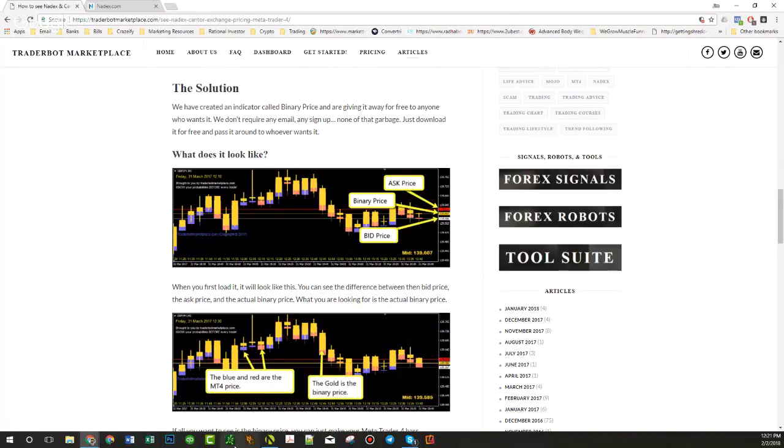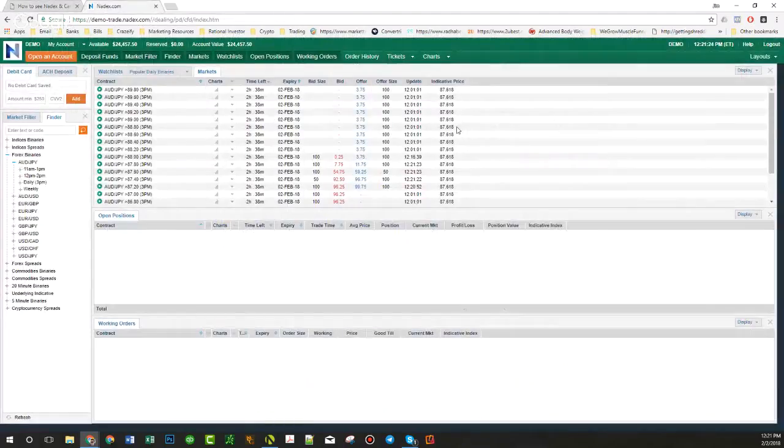To do it in TOS, just Google it. There is a way to change the setting in TOS, Thinkorswim. Sorry, I can't load that in right now. Anyway, there is a way to actually just change the normal candles to the spot price. But that's why you see the price difference between the indicative price and your charting software.